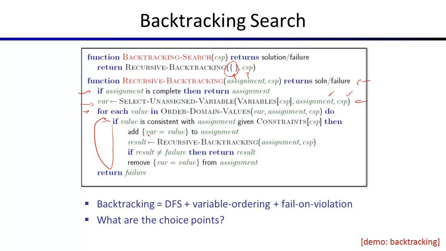We add that value for that variable to the assignment. So our assignment has now grown. More variables have been assigned. We then make a recursive call. We now call backtracking search again with this augmented assignment. We keep going that way.